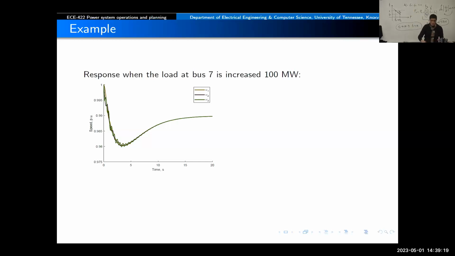What else do you see here? You have 3 generators, but what is the behavior of the 3 generators?